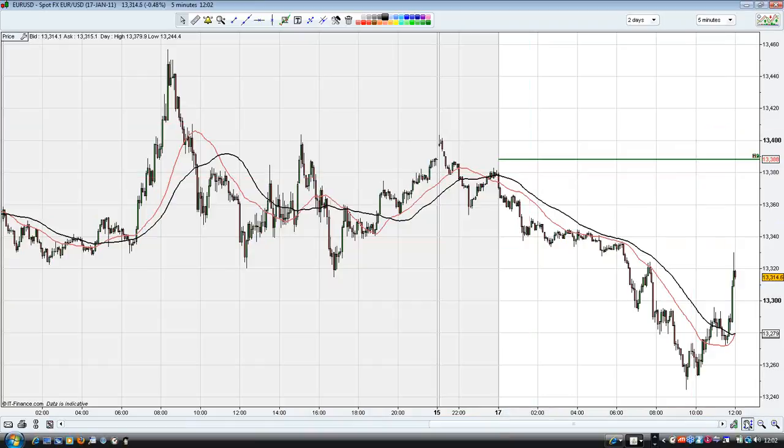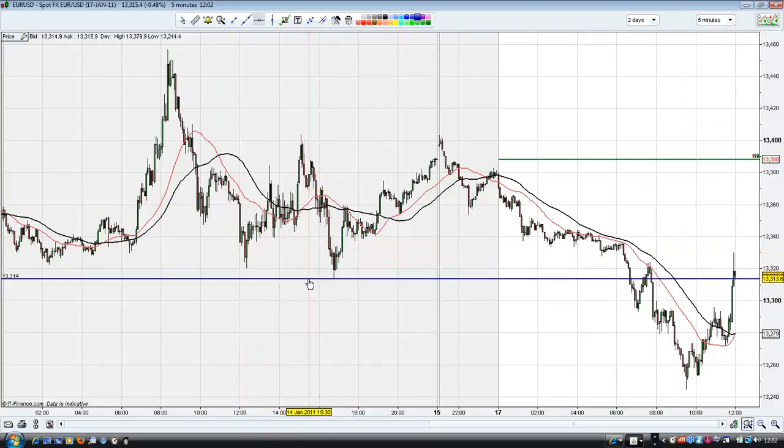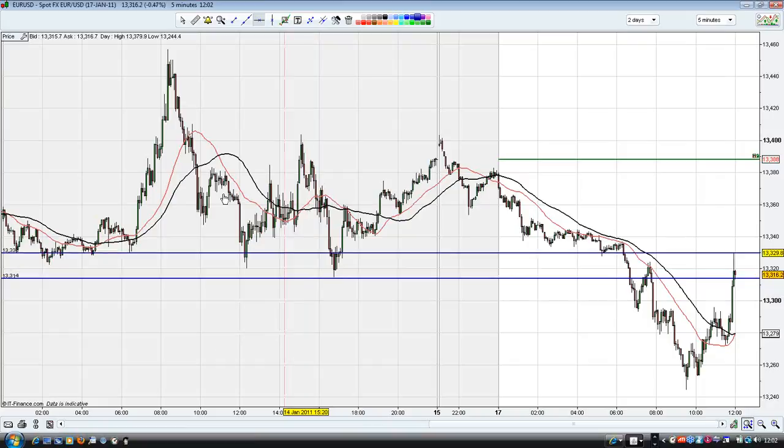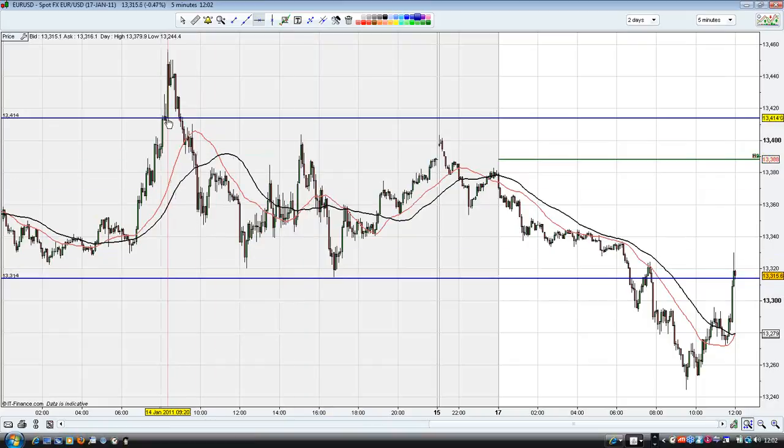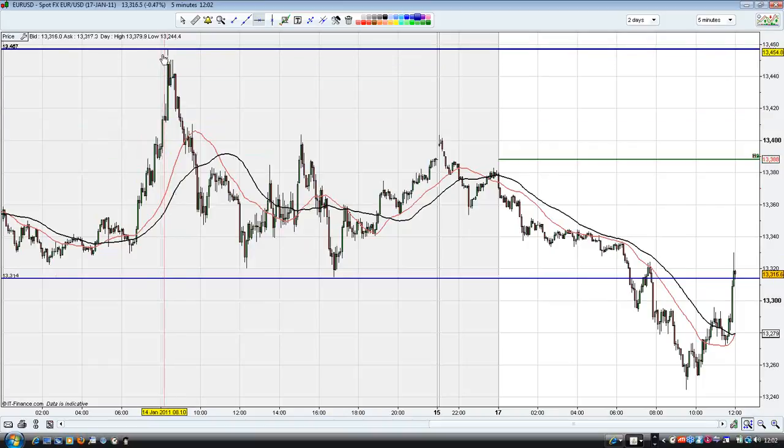This is a 2-day 5-minute chart. So Friday, that was the low of Friday. The low there was 13,314, and the high from Friday was 13,457. So that was the high and low from Friday.